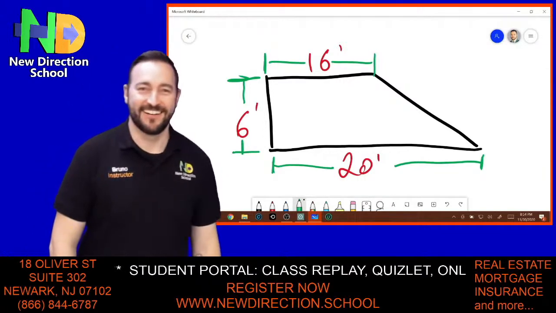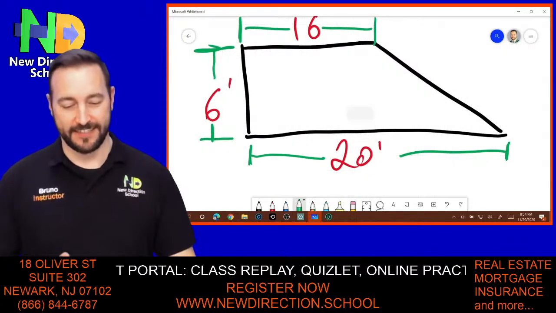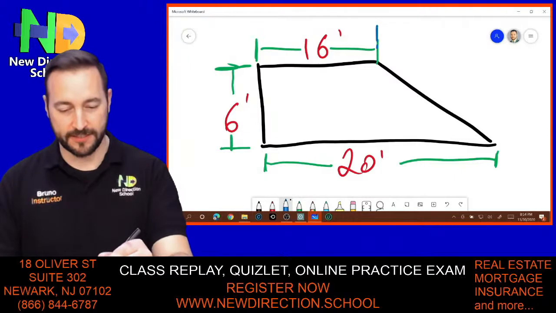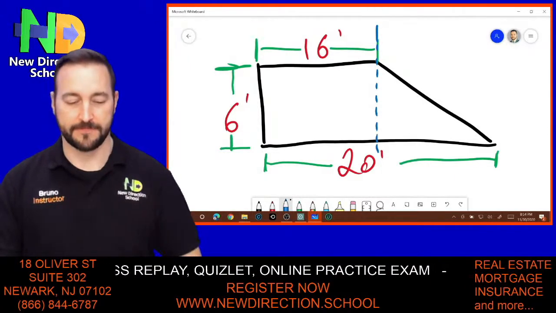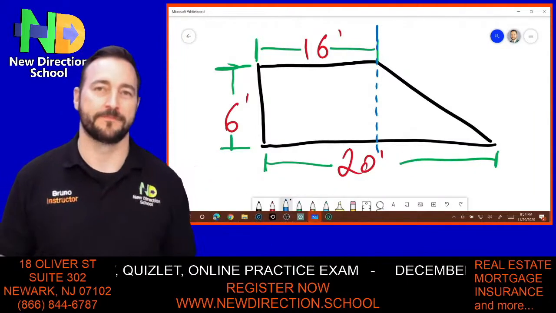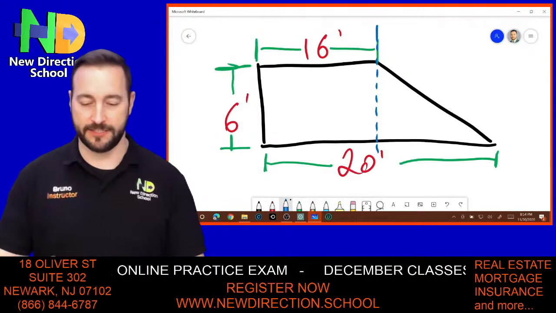Wow. All right, guys. So let's figure this one out. Same thing. The best way to get through this is to cut it into known shapes. Rectangle, triangle. Okay? So if you cut into known shapes, how do you calculate the rectangle?